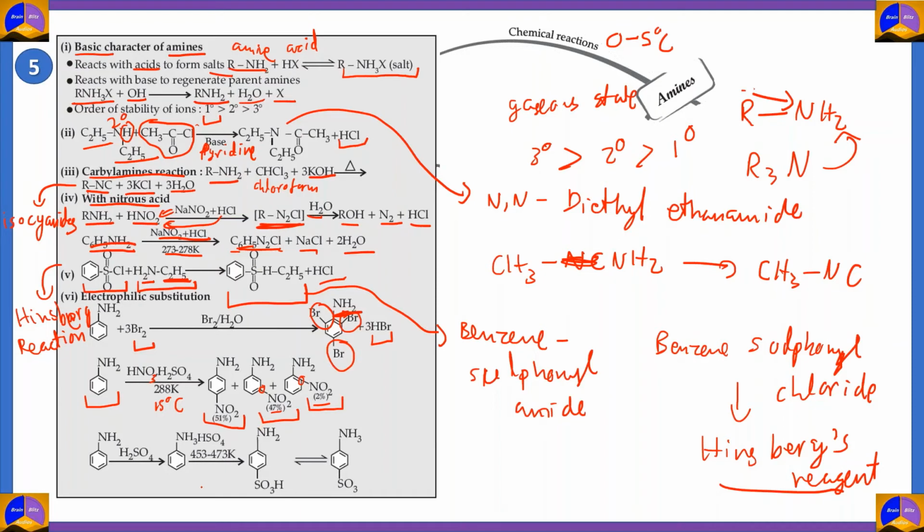The final reaction is sulfonation. So we have aniline here. It reacts with H2SO4 to form the anilinium hydrogen sulfate. That is this complex compound. So it's known as anilinium hydrogen sulfate. And again, when it's heated to 453 to 473 degrees Kelvin, it forms an acid.